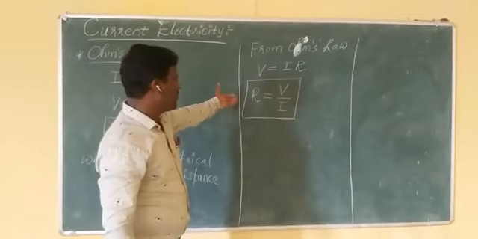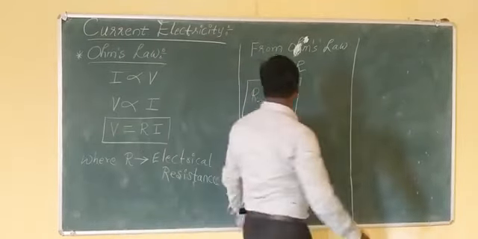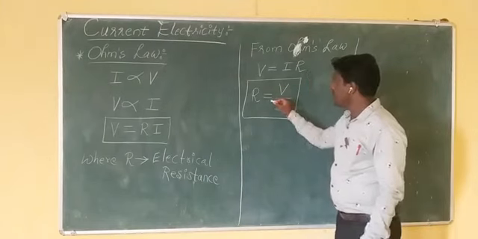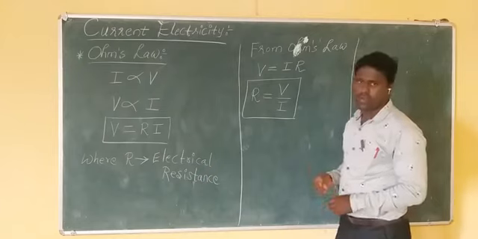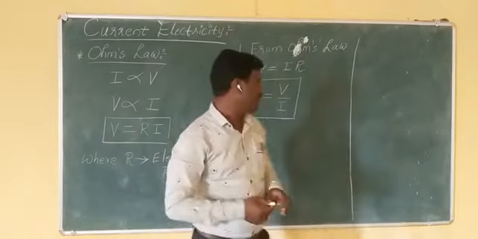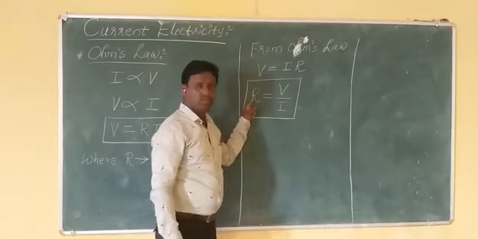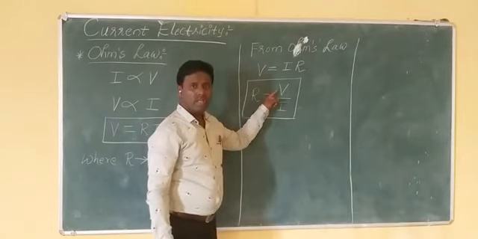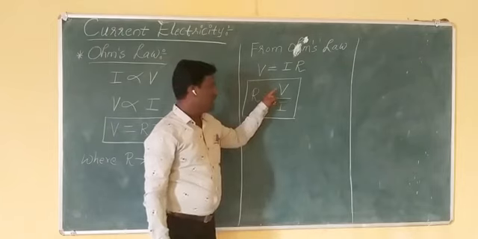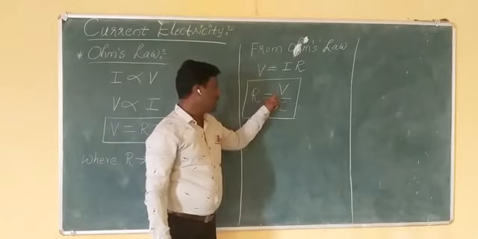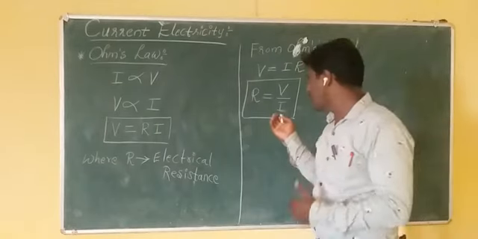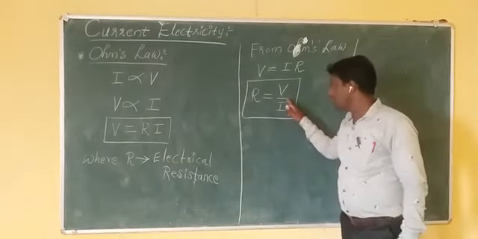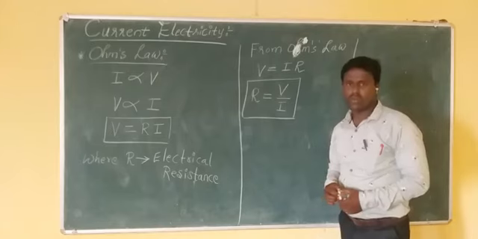So from this formula I can define electrical resistance as the ratio of the potential difference applied across the ends of a conductor to the electric current flowing through it. You can simply say R is the ratio of potential difference to the electric current flowing through the wire, right?